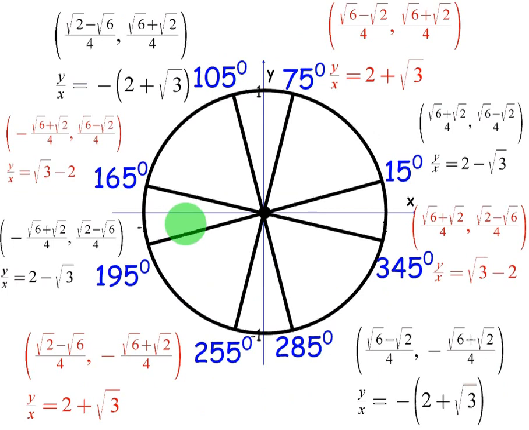And what I like to do is list all of my x and y values out first at each point. So at 15, we have the square root of 6 plus square root of 2 over 4 for my x value, which was cosine, and then square root of 6 minus square root of 2 over 4 for sine. And again, notice how similar these are. It's very easy to remember one if you know the other, because it's just the opposite sign in the middle, at least for the first quadrant. And then tangent is 2 minus square root of 3, so that means y over x is 2 minus square root of 3. And then up here we have y over x is 2 plus square root of 3.